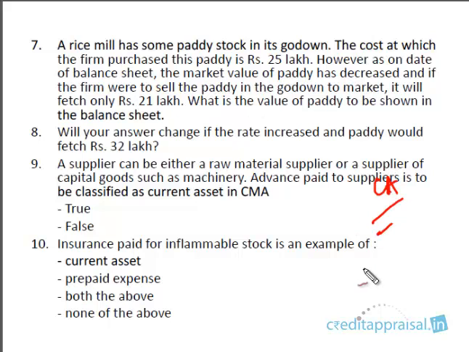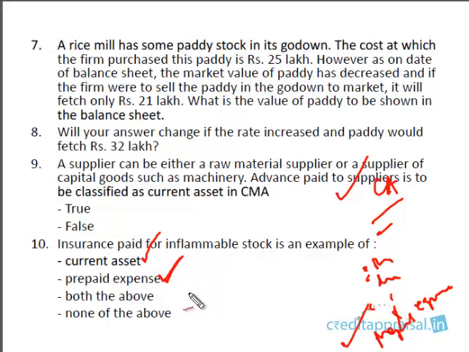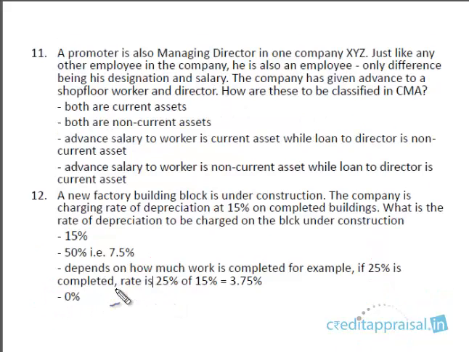Under current assets, you have many classifications: inventory, debtors, various items. One item is prepaid expense. Prepaid expense is one of the current assets. So what is this? This is a prepaid expense, and in the broad sense, it is a current asset. This is the broad sense, and this is a specific example, a specific description of this particular item. So the correct answer is both current asset and prepaid expense.